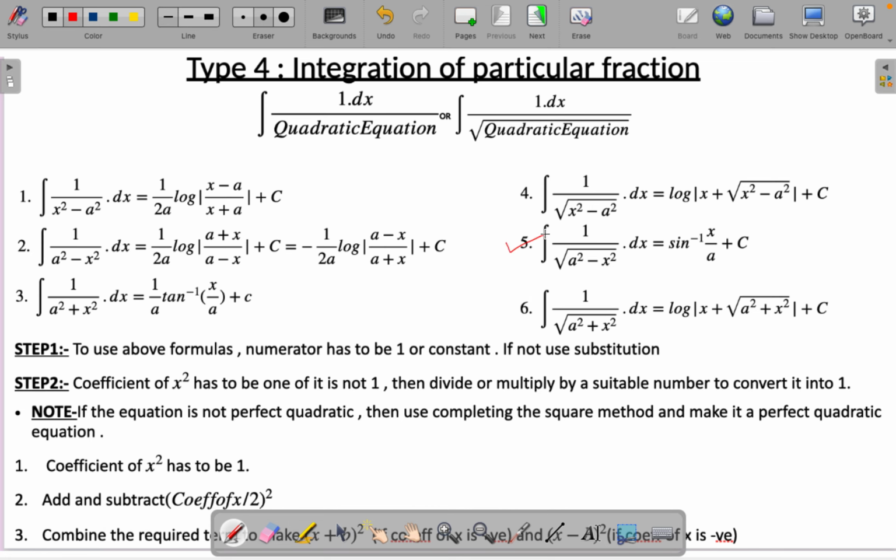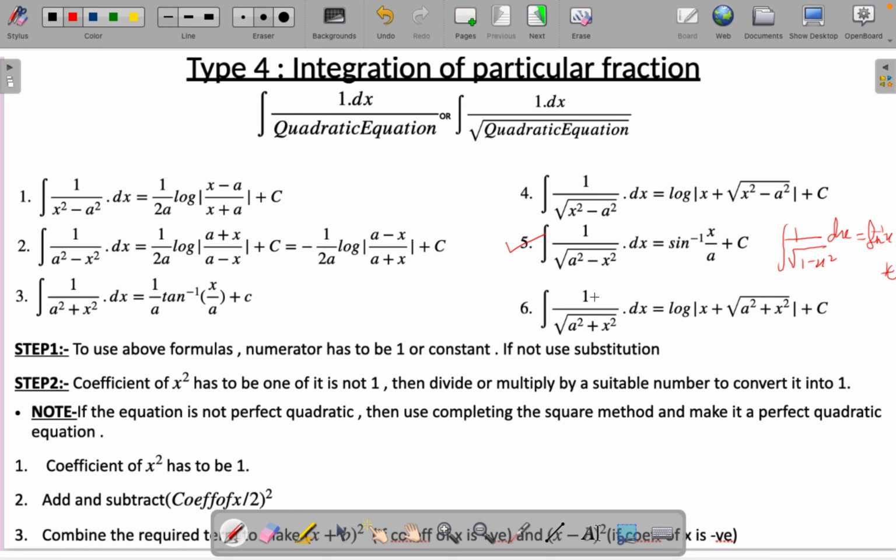Formula number 5 again resonates with the formula of sine inverse. If you remember, integration of 1 upon under root of 1 minus x square dx, in the first video I told you, was sine inverse x plus c. So whenever under root of a square minus x square is there, we will have sine inverse x by a. Please remember, with sine inverse, 1 by a never comes. That is the thing you have to remember.